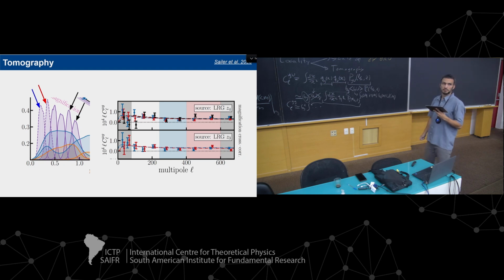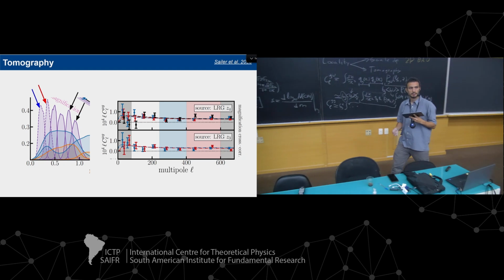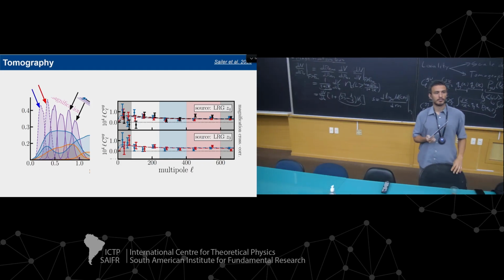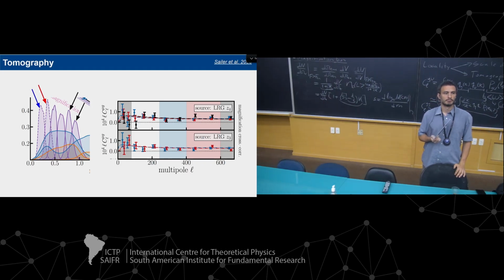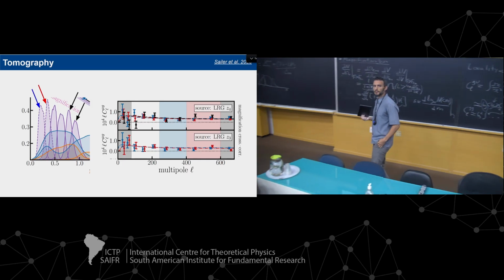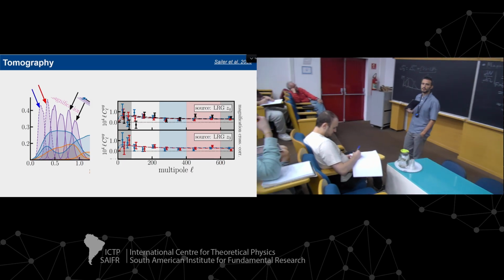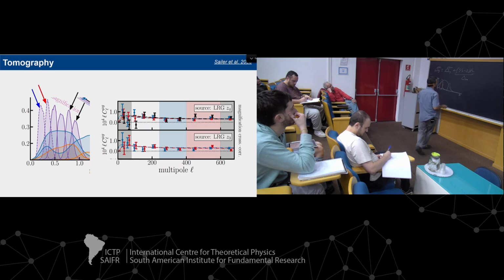Does that make sense? We would expect, we know this factor, right? So we always know what this is. So we know how large the contribution from magnification bias in principle is.